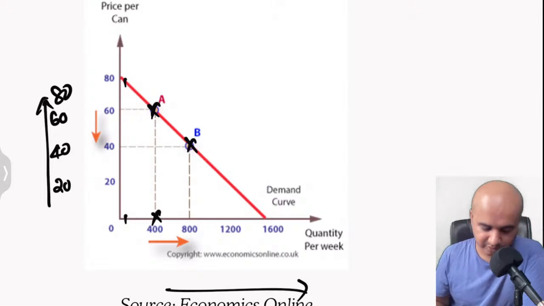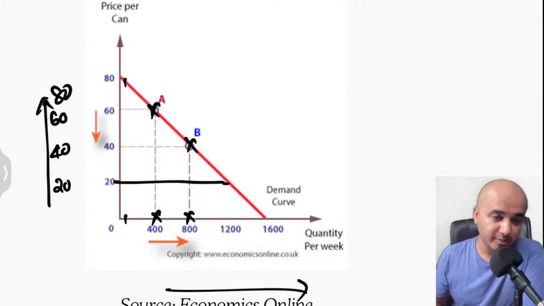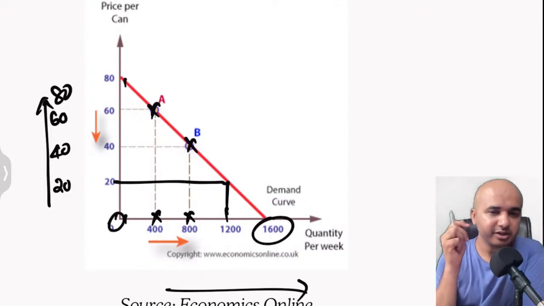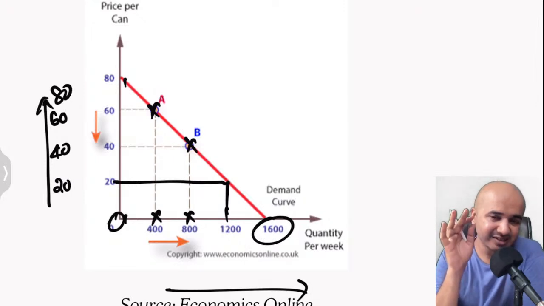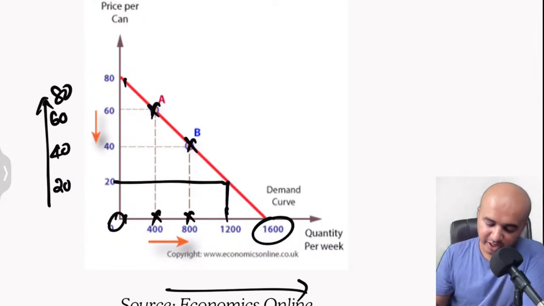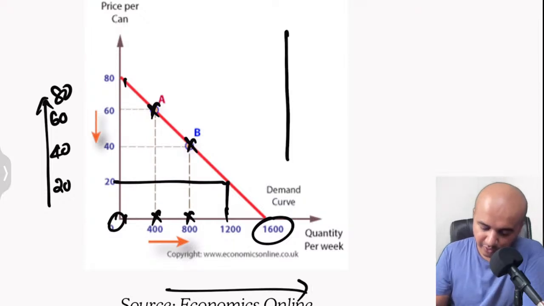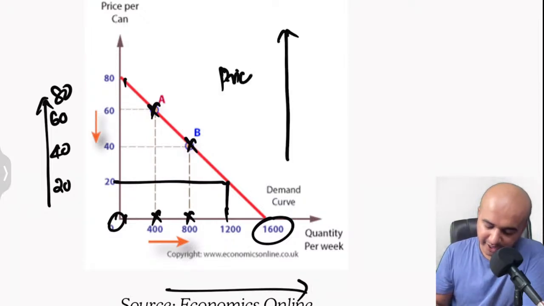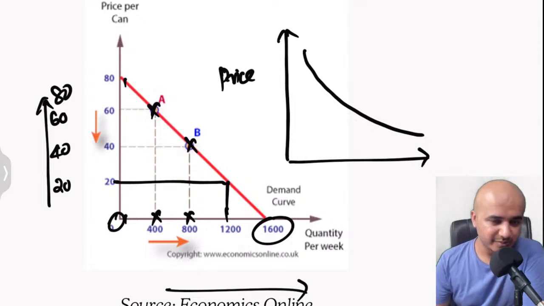Further reduction of price increases the quantity demanded further. Likewise, when the price is 20, the quantity demanded is 1200, and finally when the price is 0, the quantity demanded is 1600. So this is the quintessential demand curve, wherein we have the price on the y-axis and the demand on the x-axis. So demand will be sloping like this. This is something which you have to remember. Downward sloping curve.